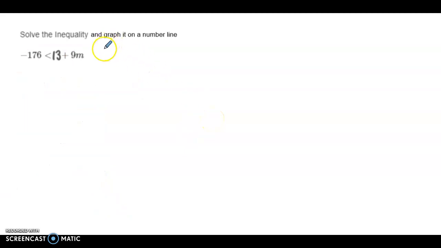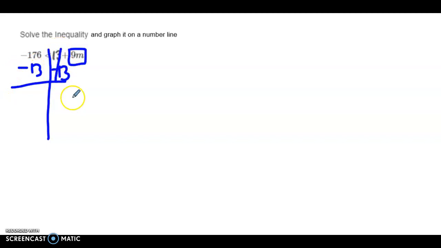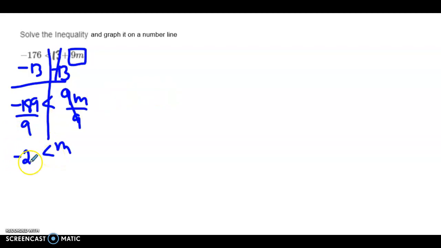All right, solve the inequality and graph it on a number line. So I'm still going to draw my line there, and I'm still going to find my letter. And I'm going to solve it just like an equation. I've got to get rid of the positive 13, so I'm going to subtract 13 from each side. And negative 176 minus 13 is negative 189. Then I'm going to divide each side by 9. 189 divided by 9 is negative 21.